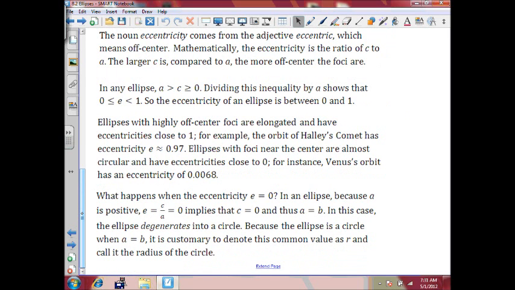Now, what happens when the eccentricity is equal to 0? In an ellipse, if the eccentricity is 0, that means that c is 0, thus a is equal to b. So that means the ellipse degenerates into a circle. Now, because the ellipse is a circle when a is equal to b, it's customary to denote the common value as r and call it the radius of the circle. So when a equals b in an ellipse, it will be a circle.